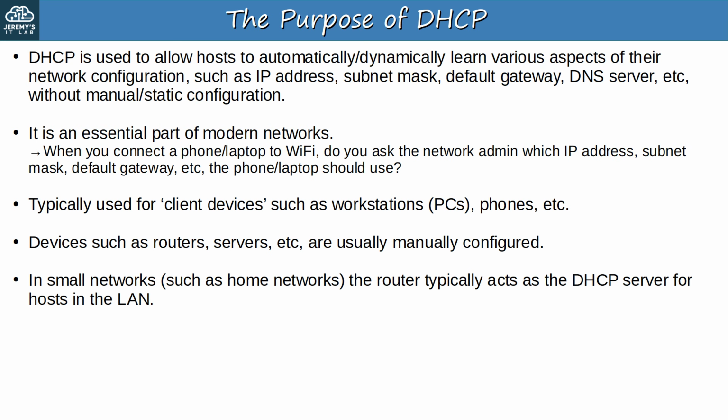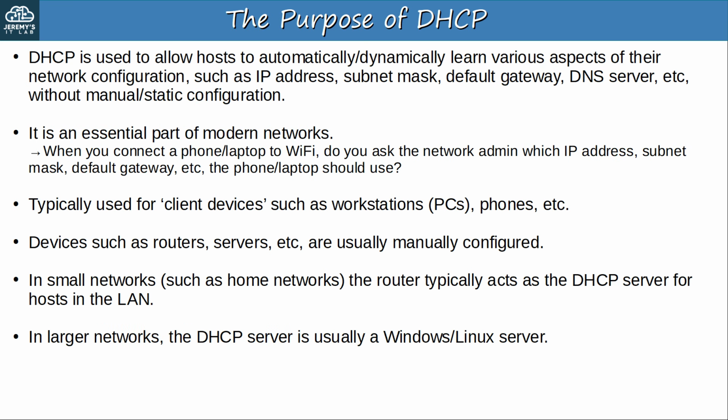In small networks, such as home networks, the router typically acts as the DHCP server for hosts in the LAN. If you have a router in your home, it's probably acting as the DHCP server for all of your devices. However, in larger networks, such as a large enterprise network, the DHCP server is usually a Windows or Linux server.